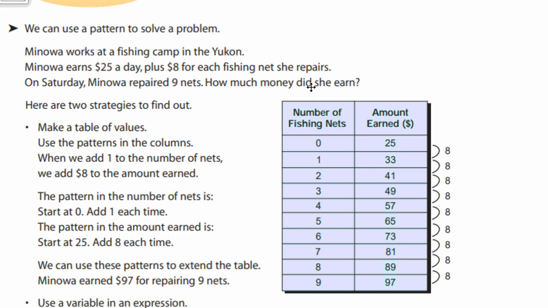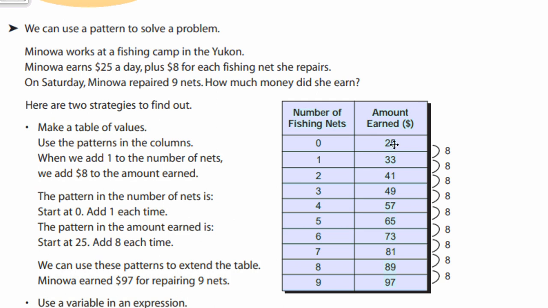So there's a couple ways that we can do this. The first way is to make a table of values. So I have the number of fishing nets that she is fixing and the amount that she earns. So if she does not fix any nets, she's going to make $25. That is her daily amount that she makes.